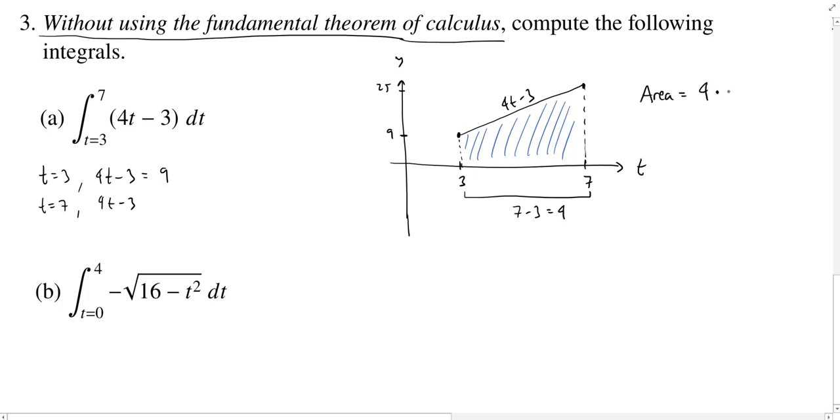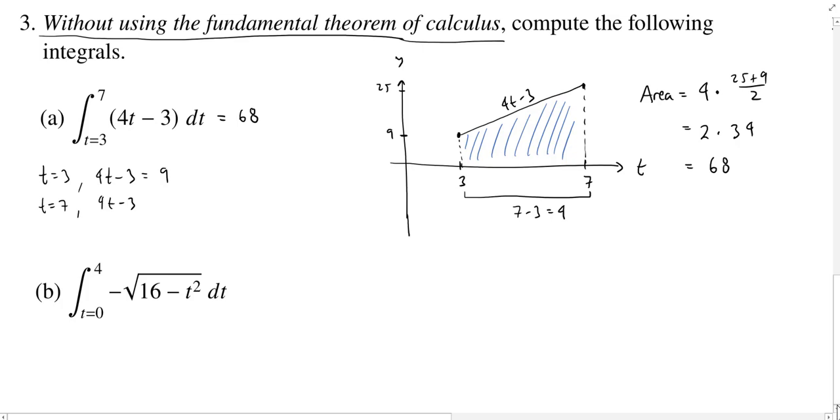times the average height. On the left-hand side, you have a height of 9, and on the right-hand side, you have a height of 25. So we need to multiply by the average height, which is 25 plus 9 over 2. Nicely, the 4 and the 2 will give a little cancellation. I'll just get 2 times 25 plus 9, which is 34. And so 2 times 34 is 68. That will be the integral that we're looking for.